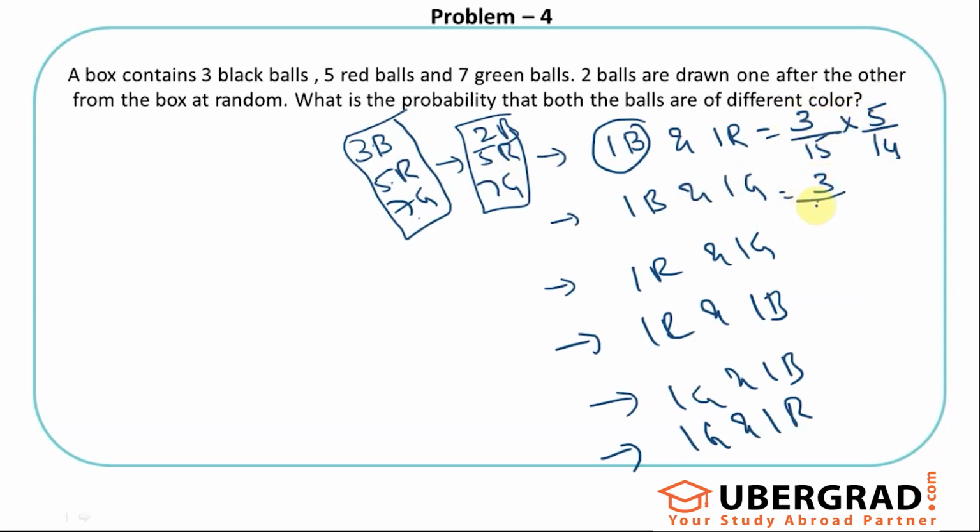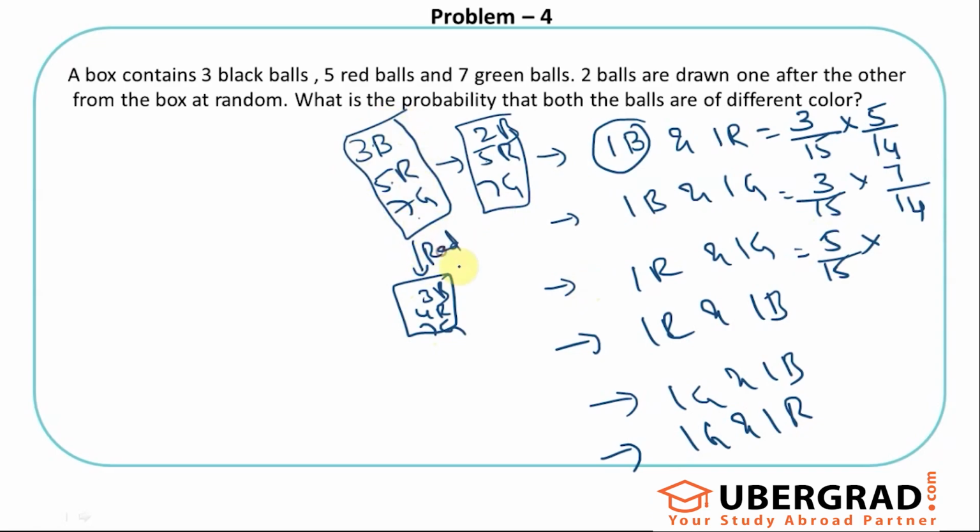Similarly, this is also 3 by 15 is the black. If I pick a black, I will have this composition and the probability of picking a green is 7 by 14. If I pick a red first, what will this composition look like? 3 black, 4 red and 7 green. So that's basically 5 by 15 is the probability of picking red in the first composition.